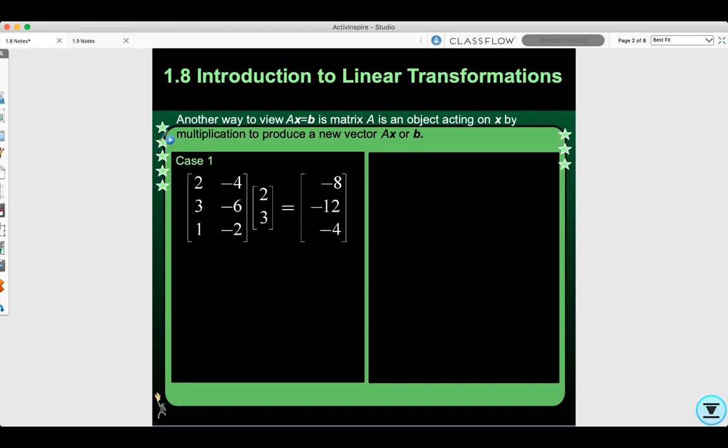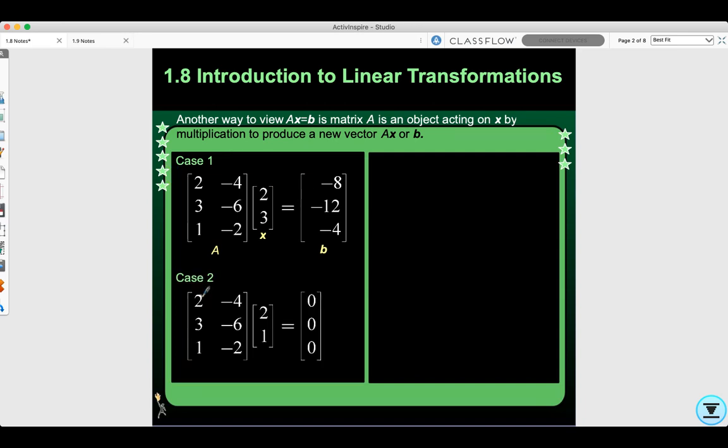Case 1. We have the matrix 2, 3, 1, negative 4, negative 6, negative 2. So this would be my A. My X would be 2, 3. So that's my vector X. And then that would produce a new vector B, negative 8, negative 12, 4. So like I said, this is A, X, and B.